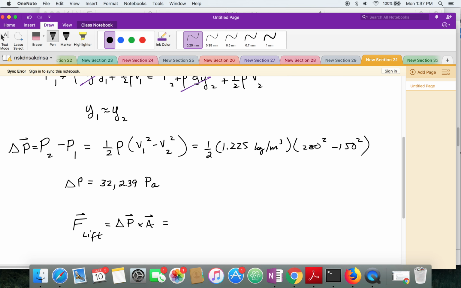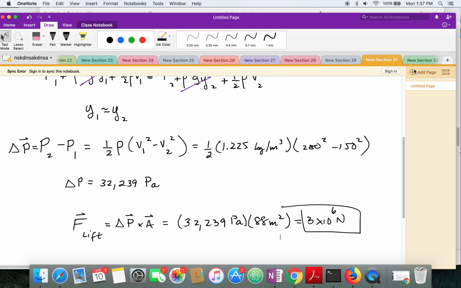And this is going to be this number, 32,239 pascal times 88 square meters. So let's see what we get here. So about 3 times, approximately, let's see, 1, 2, 3, 4, 5, 6. 3 times 10 to the 6 newtons is the lift.